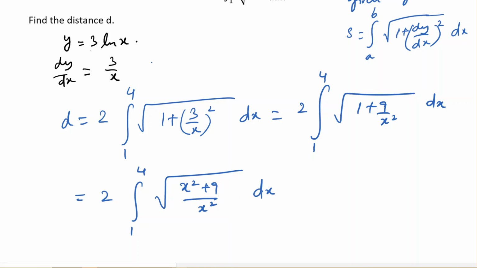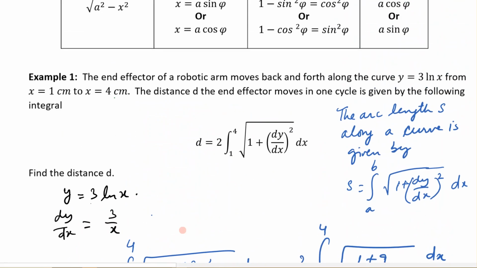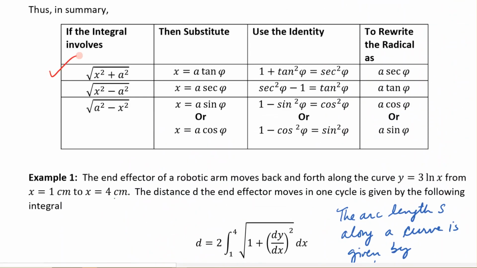And now we notice that in this integral we have the expression square root of x squared plus 9, which is like square root of x squared plus 3 squared. So it is of the form square root of x squared plus a squared. This tells us that in order to solve this, we should use the substitution x equals a tangent phi, or x equals a tangent theta.